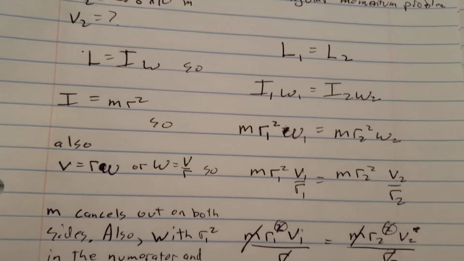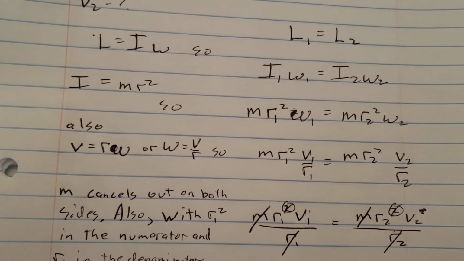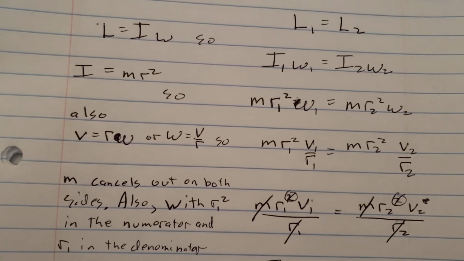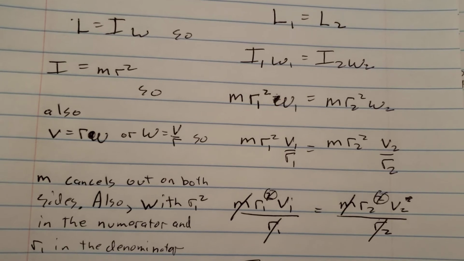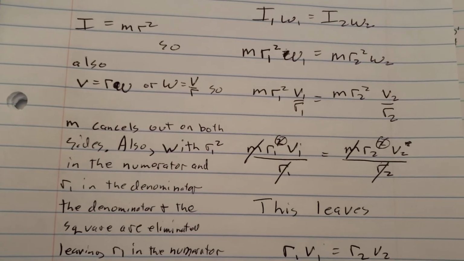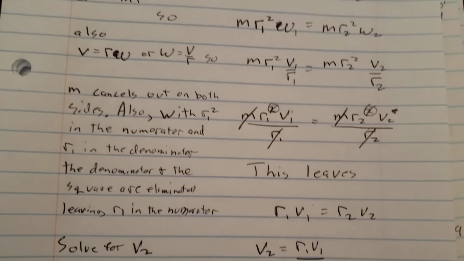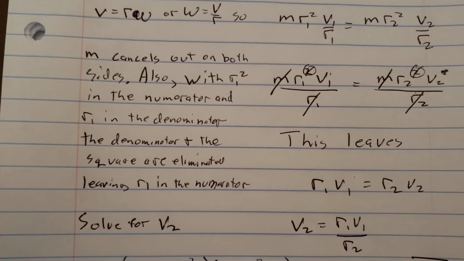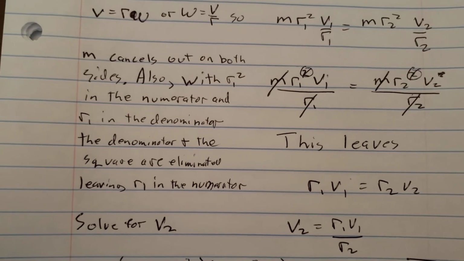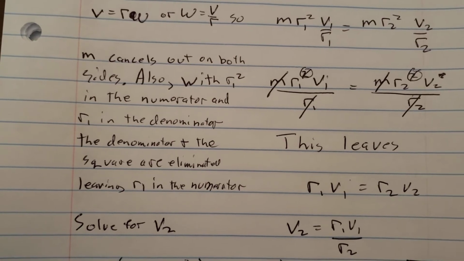Now what ends up happening next is that since I have r1 squared in the numerator and r1 in the denominator, the r1 in the denominator cancels out and the square in the numerator is gone. Same thing happens on the right side with r2. This leaves us with r1 times v1 equal to r2 times v2. Rearranging this, solving for v2, requires us to divide by r2 on both sides, leaving us with v2 equal to r1 times v1 divided by r2.